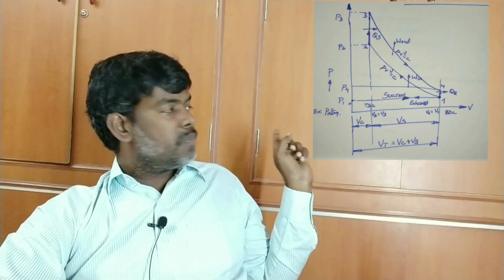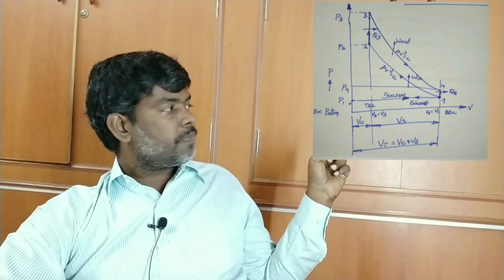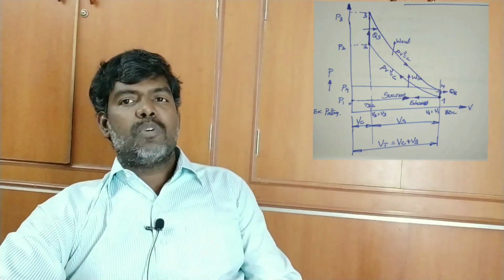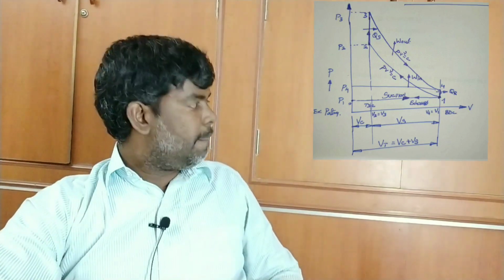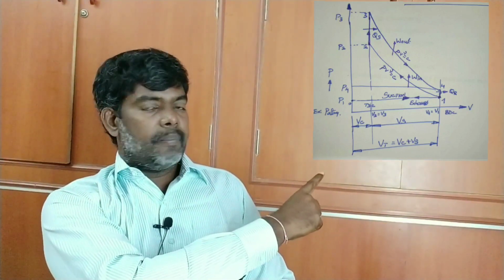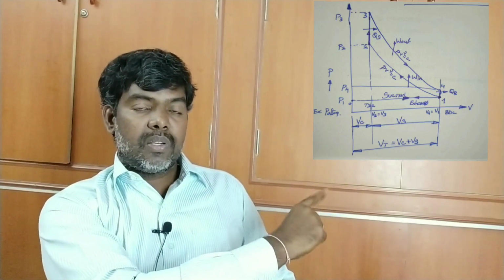Okay, through the carburetor, the air-fuel mixture is entering, 0 to 1. That is suction at constant pressure. By default, they consider it as atmospheric pressure P1. So it is a constant pressure during suction, 0 to 1.